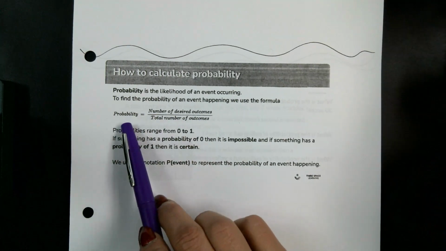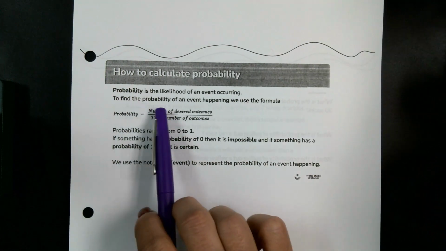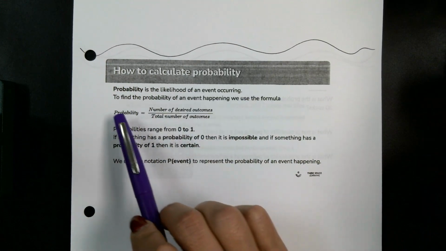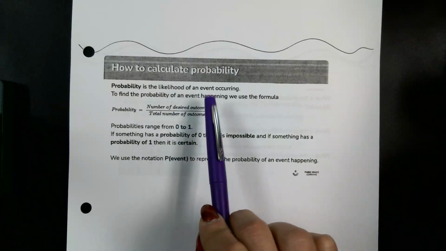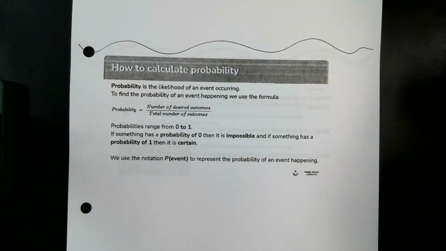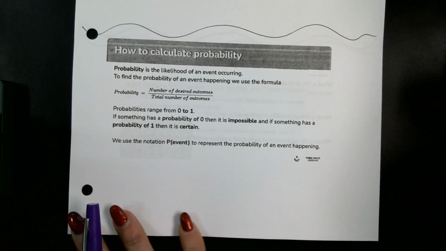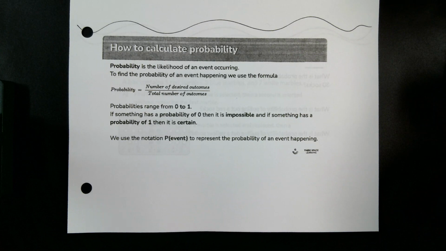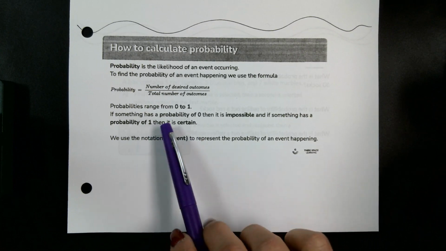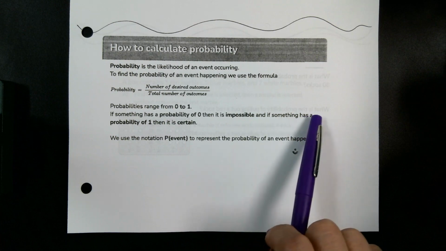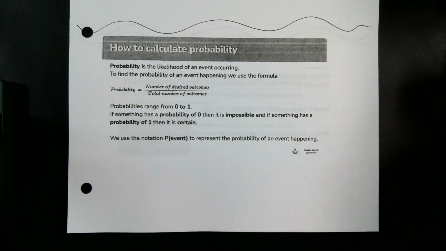Okay, so probability, it says to find the probability of an event happening, we use the formula, and then it's right here. So probability is the number of desired outcomes over the total number of possible outcomes. Okay, so probabilities range from 0 to 1, so they can be written as fractions or decimals. If something has a probability of 0, then it's impossible. And if it has a probability of 1, then it's 100% certain that it's going to happen.